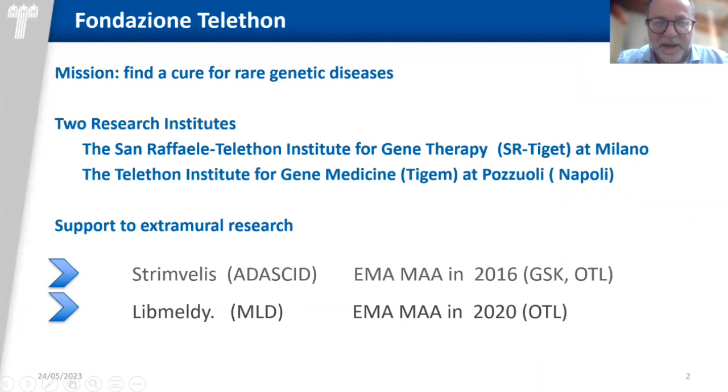Who is Fondazione Telethon? Fondazione Telethon is a non-profit organization whose mission is to find a cure for rare genetic diseases. It focuses on gene therapy in order to find this cure. We have two research institutes, one in Milan, the SR-TIGET, and one in Pozzuoli near Naples called TIGEM. We have managed in these years to find a cure for two different diseases.